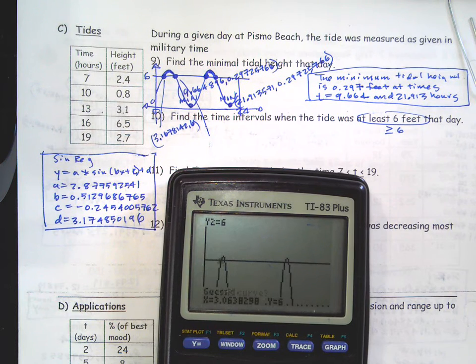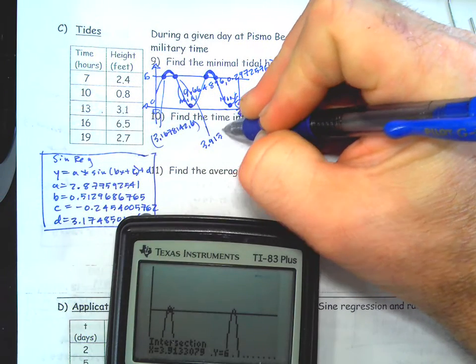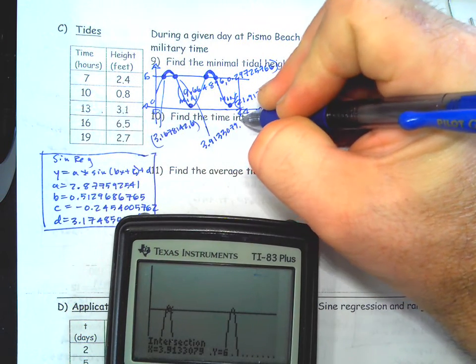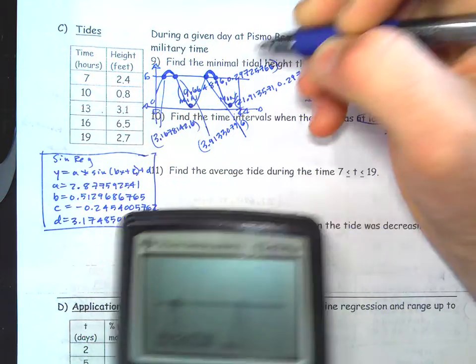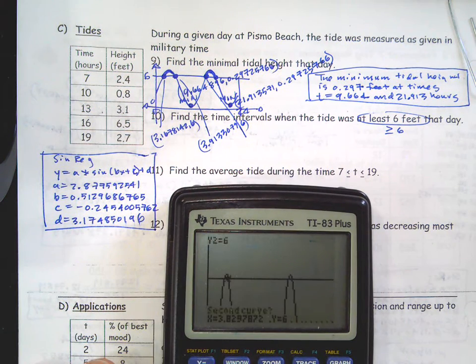Okay. And then the next one, second calculate, number 5, intersect. First curve, second curve. Make sure I get to the right of that, but closer to that one, and we'll find the one on the right. 3.9133079, comma 6. And second calculate, intersect, first curve, second curve.